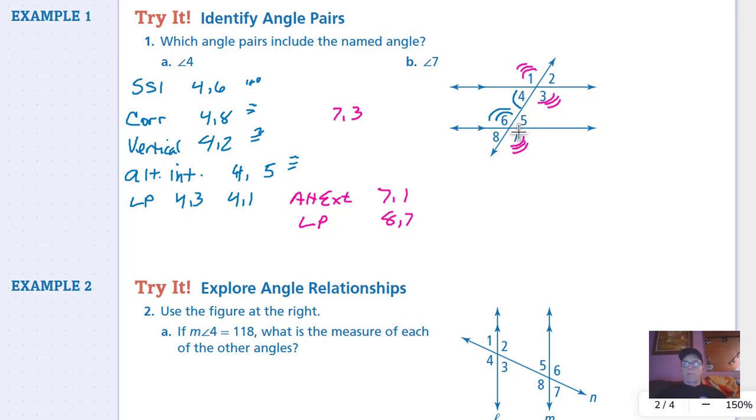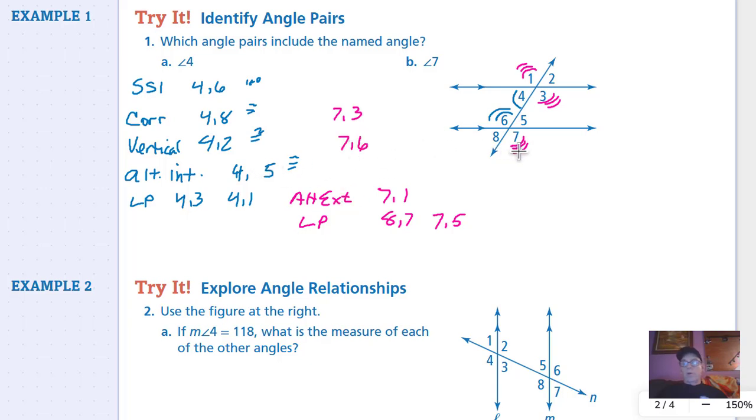7 and 5 is a linear pair. 7 and 8 is a linear pair. So we also have 7 and 5 we need to put in there. So we took care of alternate exterior. We got corresponding. I left out the vertical. Vertical angles, we got 7 with 6.